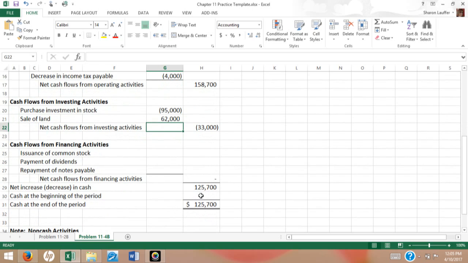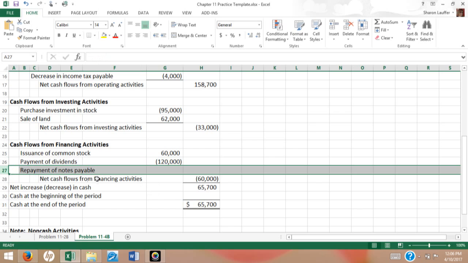All right, cash flows from financing activities. It says we issued some common stock, and that is actually number 5 on the additional information for 2018. It says issue common stock for $60,000. So if we issued stock, somebody paid us some money. So we have $60,000. A payment of dividends, this says on number 4 of additional information, declare and pay a cash dividend of $120,000. So we actually are going to pay cash for that, so we're going to subtract that out.